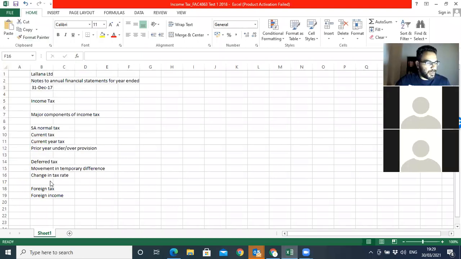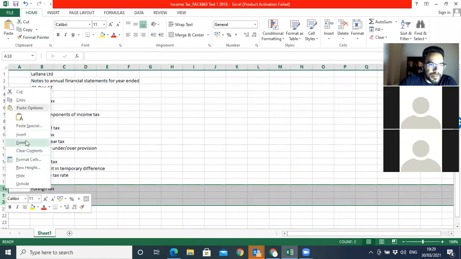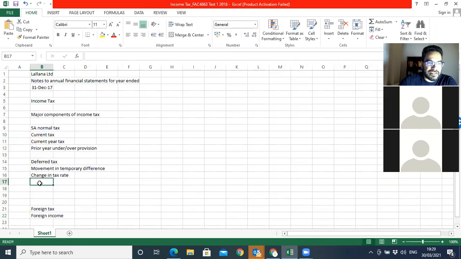So here we will still have some more things. We will have some deferred tax, deferred tax asset related items. I'm not going to put it in now. The ones in red are not required in this question. I'm just putting it in for completeness purposes.